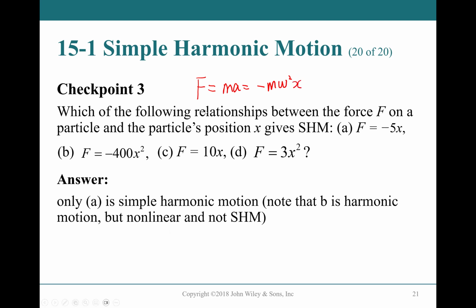Okay, so now if we know this, which of the following relations between force F on a particle and the particle's position x gives a simple harmonic motion? A is F equals negative 5x. So if you take a look at this, your force should be equal to negative something times x. Which one is right? Only this one is right. This one has x squared, which is not right. This one has x squared, which is not right. And this one is a positive value, which is not right. So the only thing that is right is the negative value one. Okay, so F equals negative 5x is simple harmonic motion.